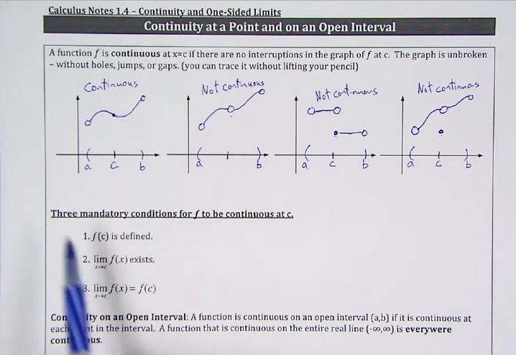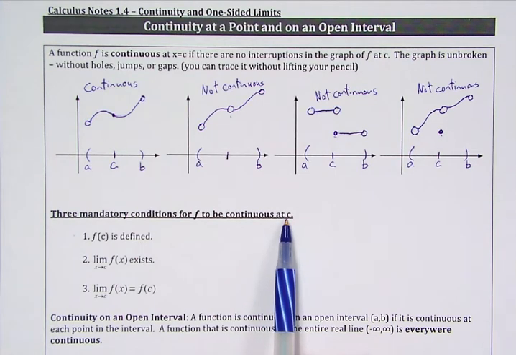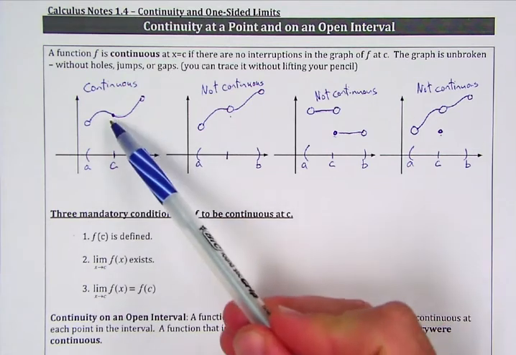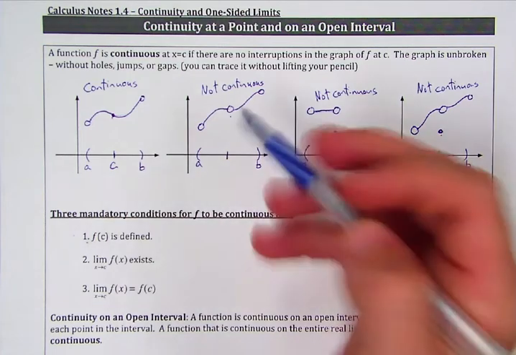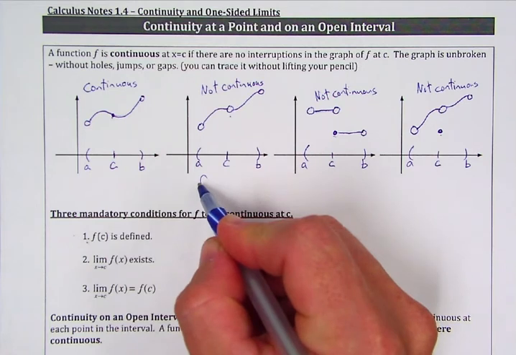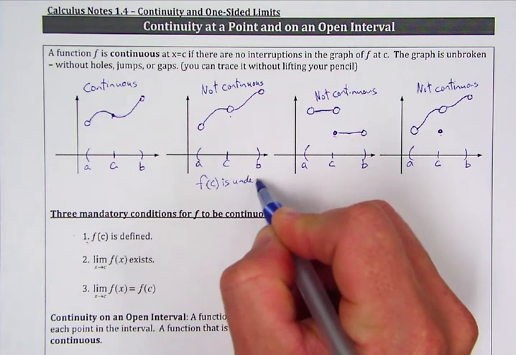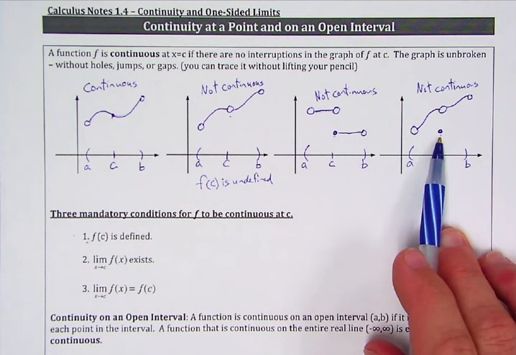Okay, so in looking at this, there are three mandatory conditions necessary for f to be continuous at a point c. First off, f of c has to be defined. So looking up here, f of c was defined, so it meets that first criteria. Here, f of c was not defined, so already this one fails because f of c is undefined. Here f of c is defined, here f of c is also defined.